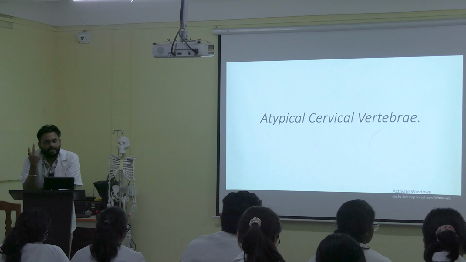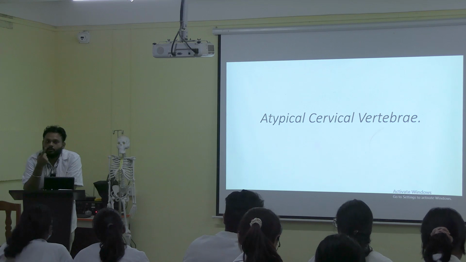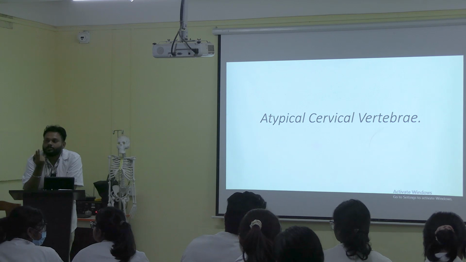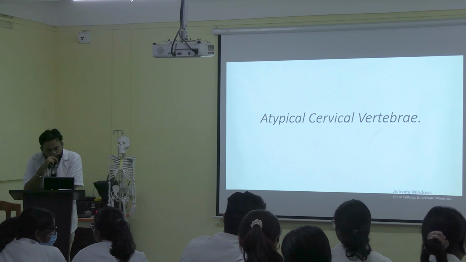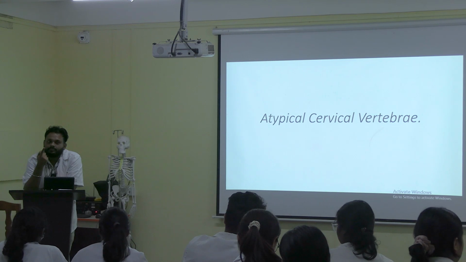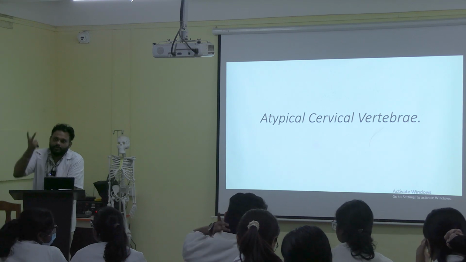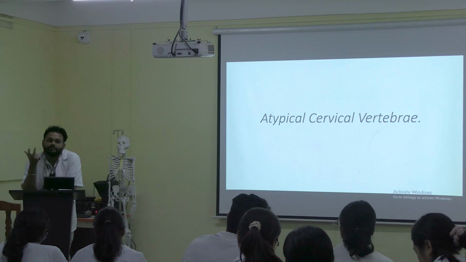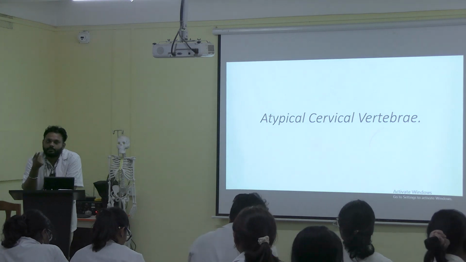Atypical cervical vertebrae. There are 3 atypical cervical vertebrae. First one is C1, that is Atlas. Why is it called Atlas? Any idea? Have you heard about Atlas? According to Greek mythology, Atlas was the god who used to carry the globe, the weight of the earth. Exactly, this bone carries the globe of our skull, the base of the skull. That's why it is also known as the Atlas bone.